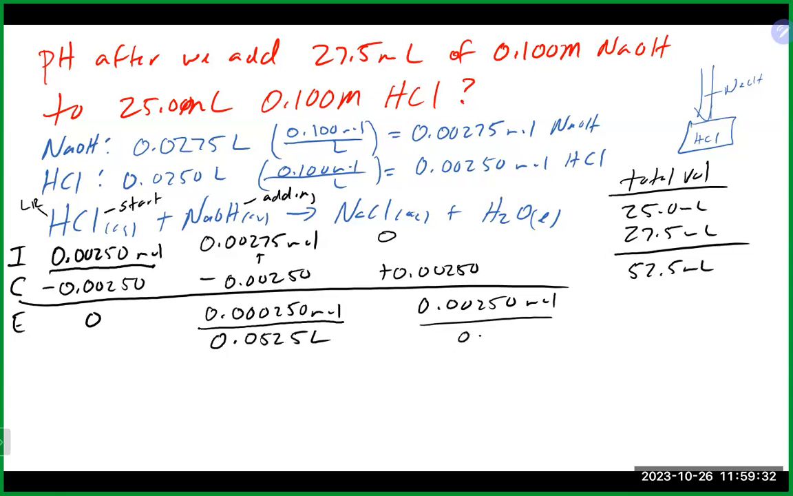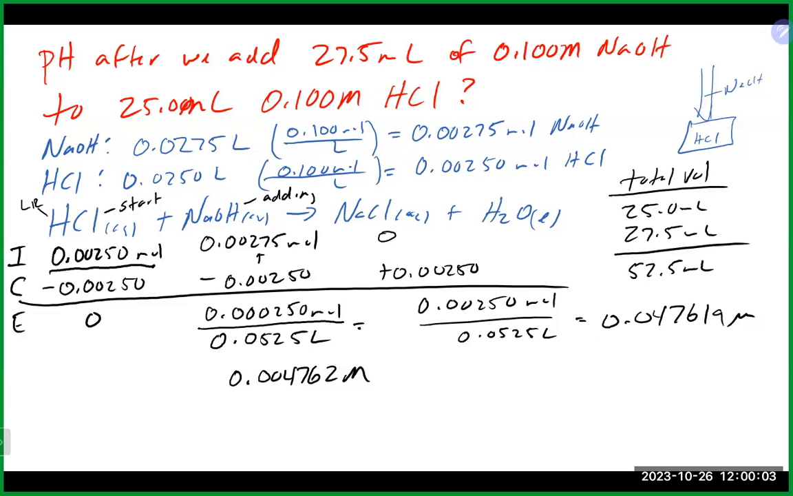And if you want to do both of them here, you can. And if we do that, 0.00025 divided by 0.0525 is going to give us 0.004762 molar, and 0.00250 divided by 0.0525 is going to get us 0.047619-ish molar in that case. First off, any questions on the calculations so far?